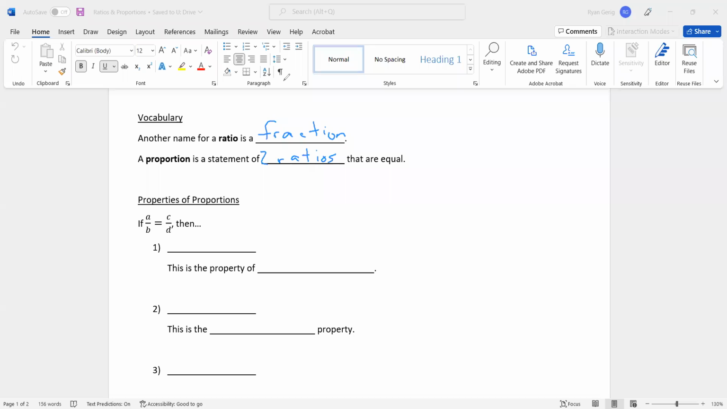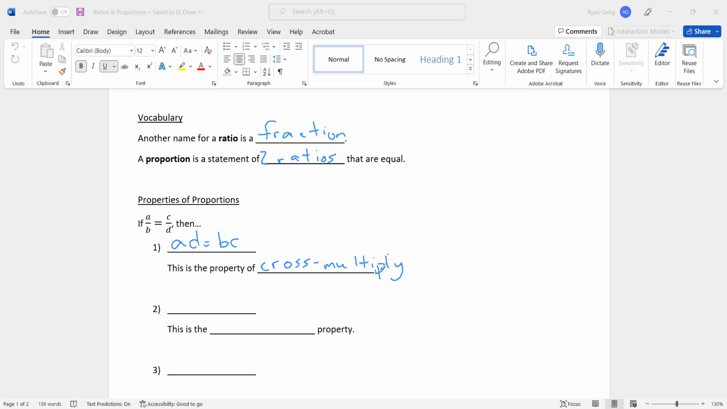Now let's talk about the properties. There's 4 properties that we're going to talk about. So if you have A over B equals C over D, then you can say that A times D equals B times C. And that's just cross multiplication, which most of you have been doing for a long time.